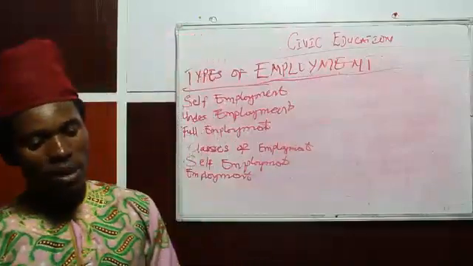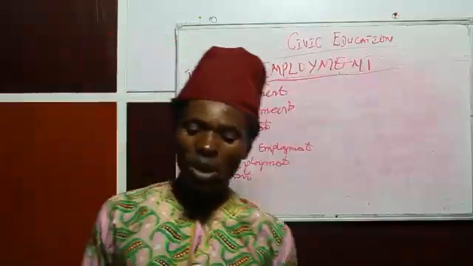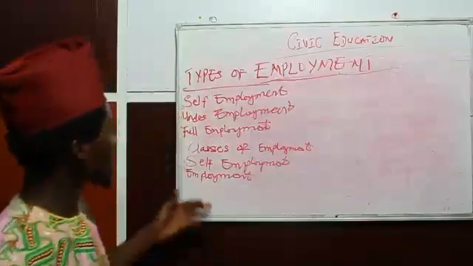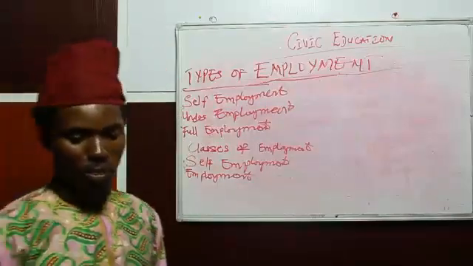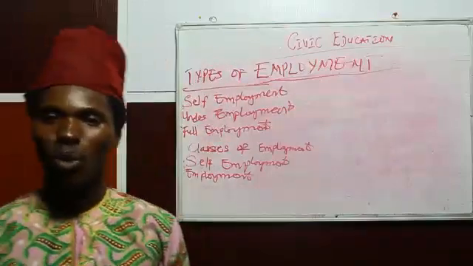Physical underemployment is when one is grossly underutilized. He does a job below his maximum capacity. Then we are going to talk about classes of employment, which includes self-employment and employment in establishments or working for others.